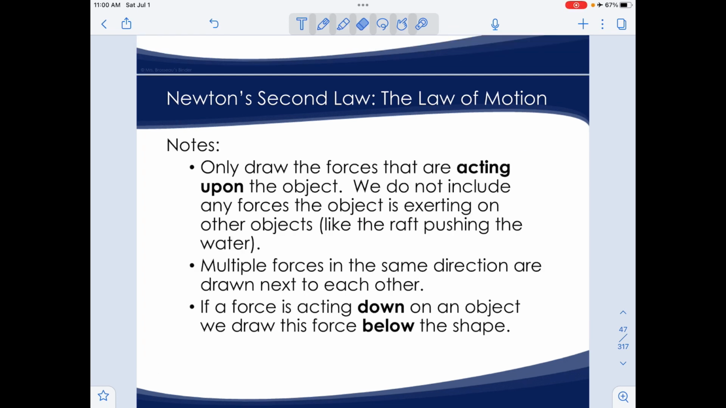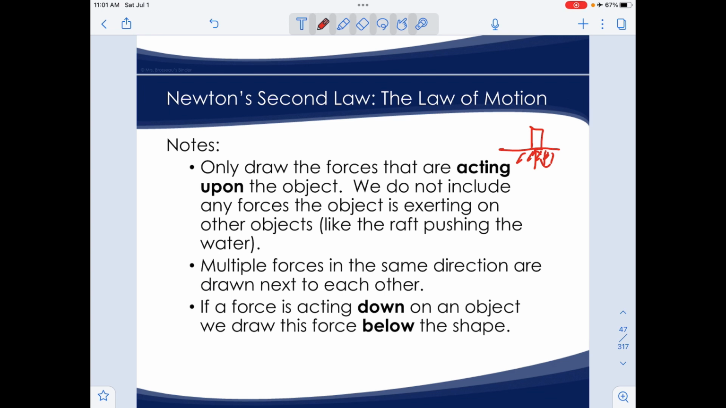Okay, so some notes. Only draw the forces that are acting upon the object. We do not include any forces that the object is exerting on other objects. They use the example of the raft pushing the water, but I think an easier example is a water bottle sitting on a table. The table is pushing up on the water bottle, right? But the water bottle is pushing down on the table. Okay, that's Newton's third law.